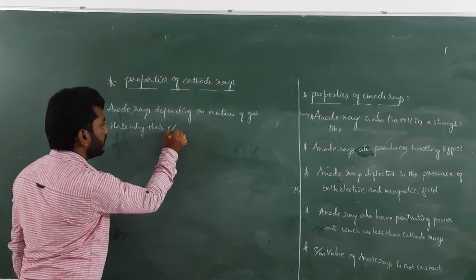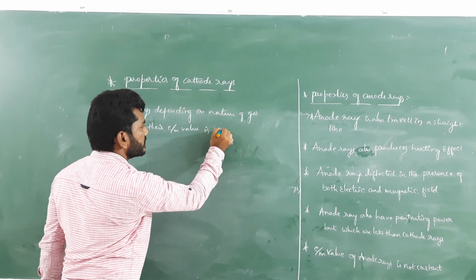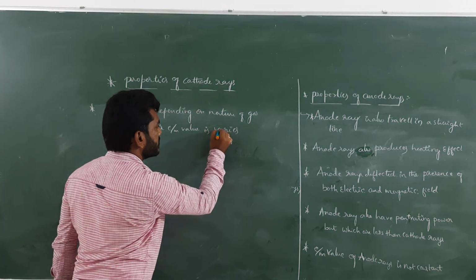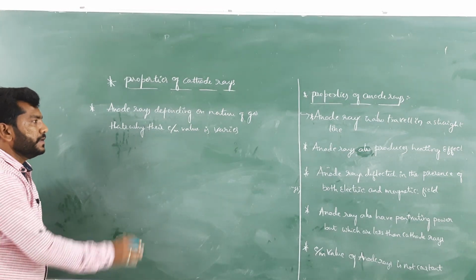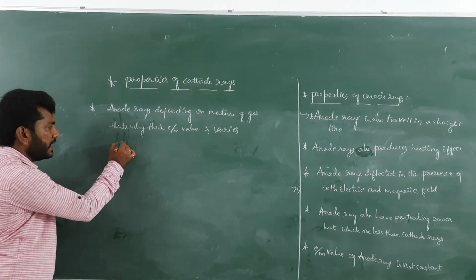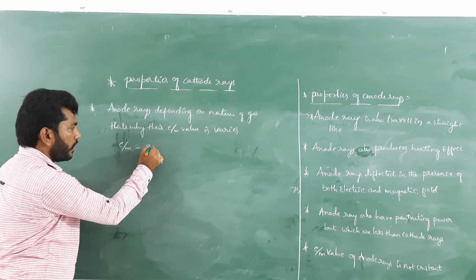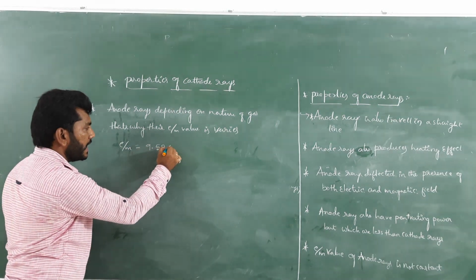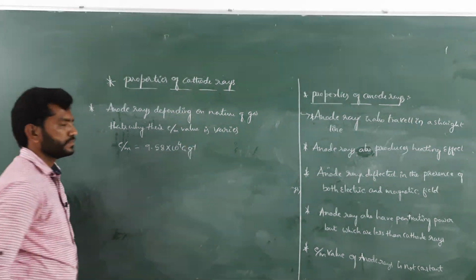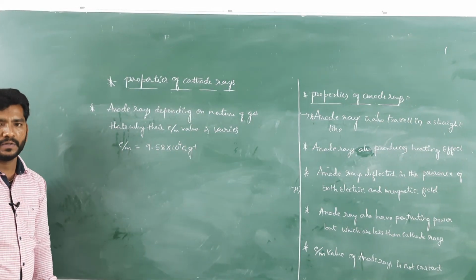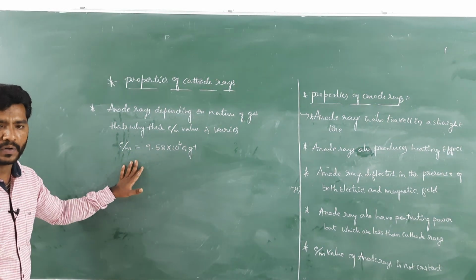So that's why their e by m value varies, which is the most important thing, guys. The e by m value exhibited by anode rays would be 9.58 into 10 to the power of 4 coulomb per gram. So this is all about the properties of anode rays.